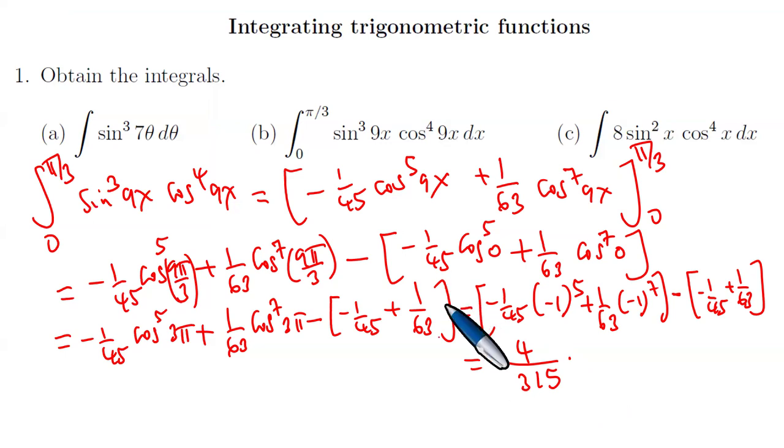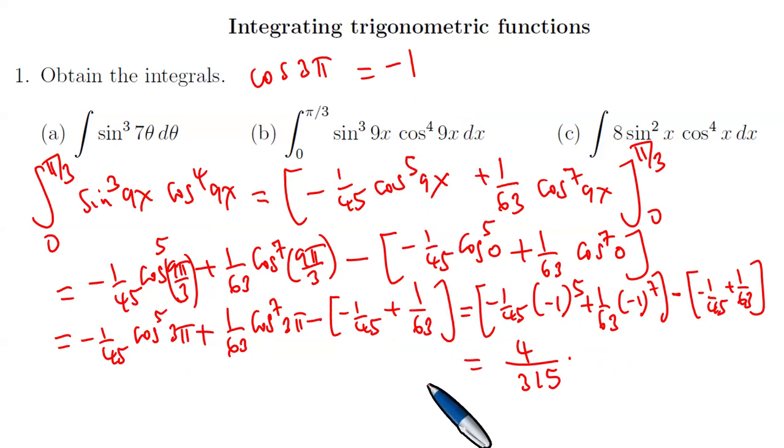Let us check this out and see what we have. What have we got? Okay, how did you get minus 1? Because what is cosine 3 pi? Cosine 3 pi is negative 1.